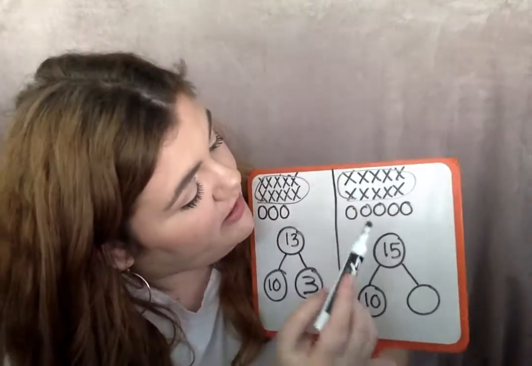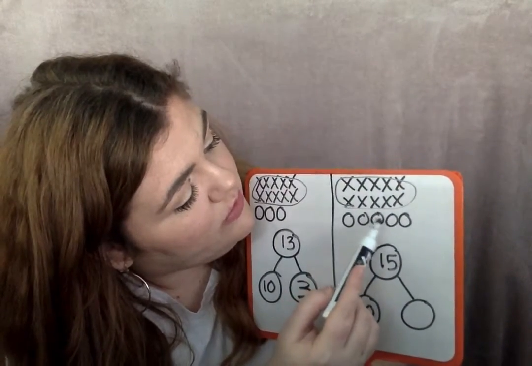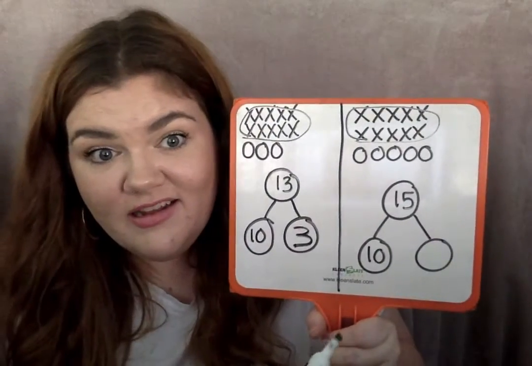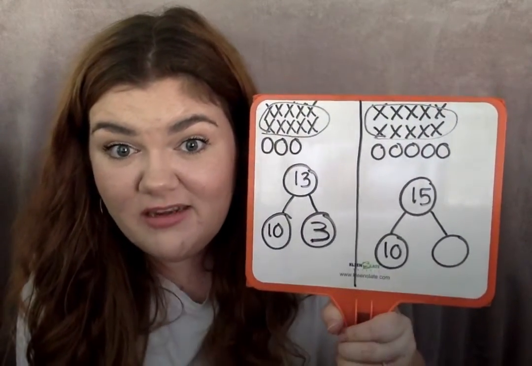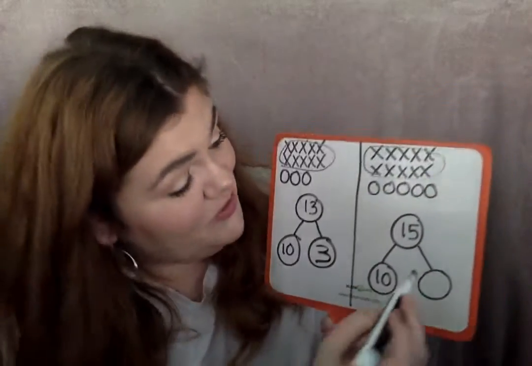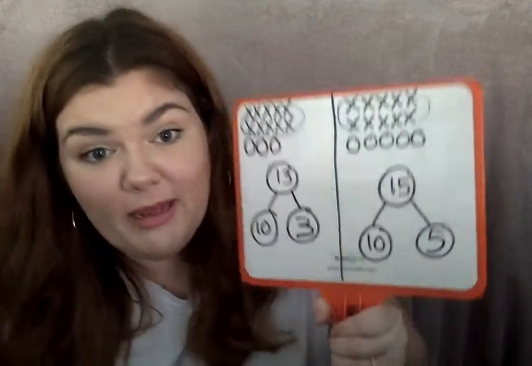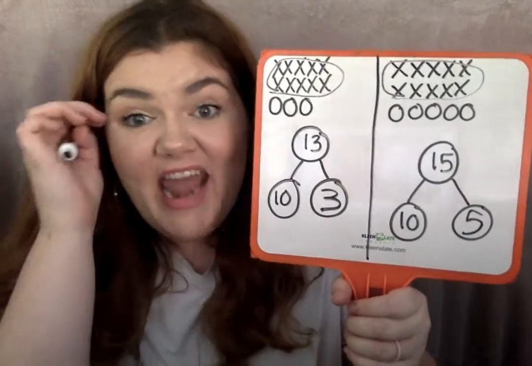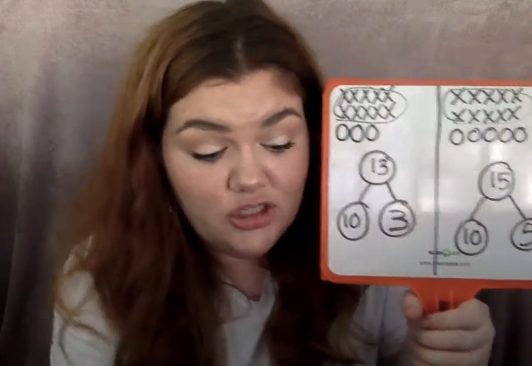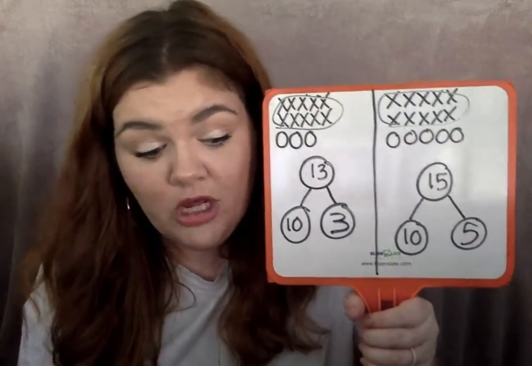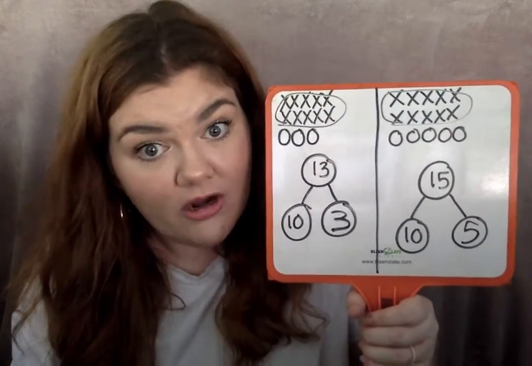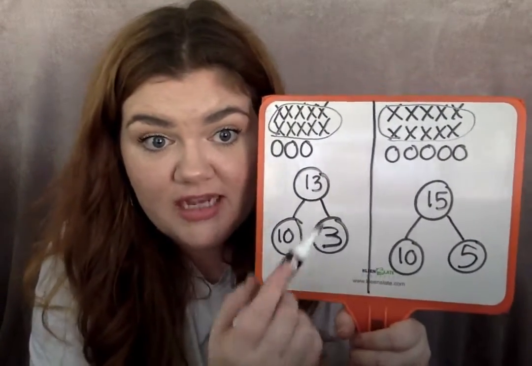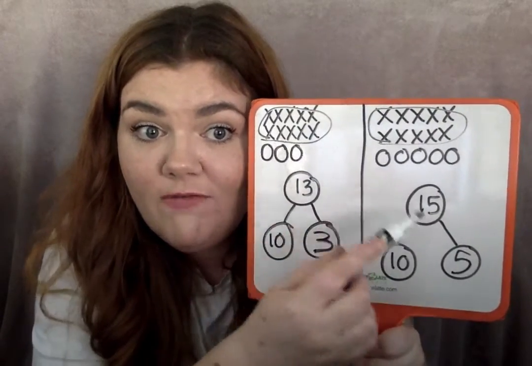Now let's look over here. Let's count. 1, 2, 3, 4, 5. I have 5 circles. Do 10 and 5 make 15? Yeah, they do. So I'm going to put 5 in my part. Now, remember, the instructions for the worksheet are going to ask you to check the group that has more. So which of these groups has more, 13 or 15?